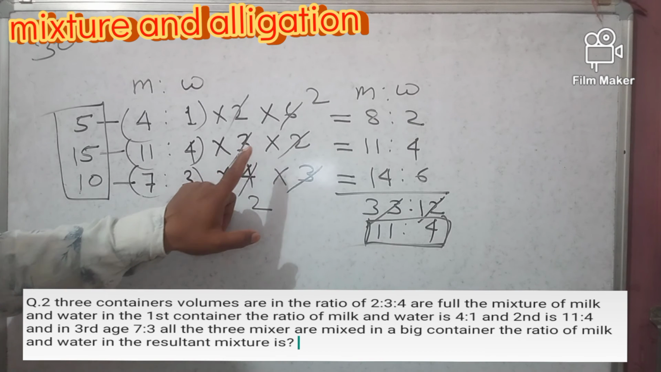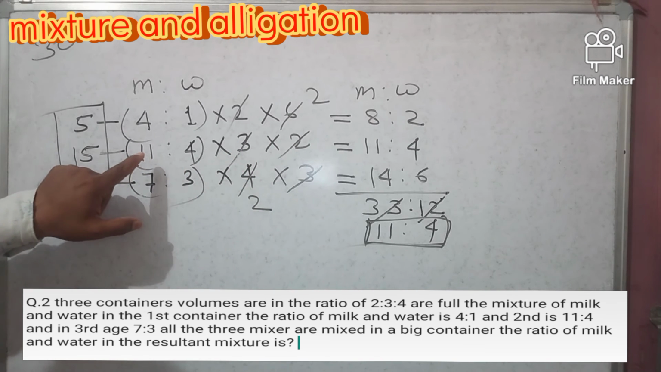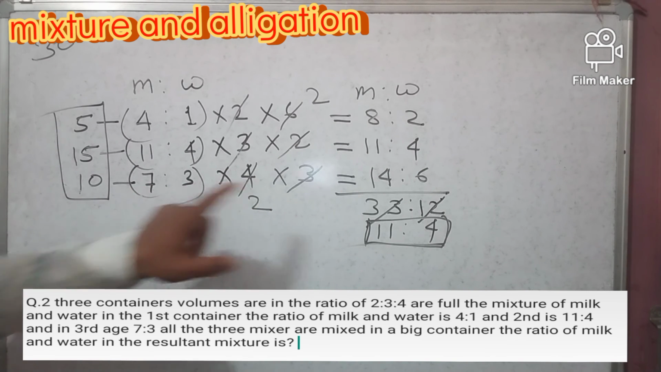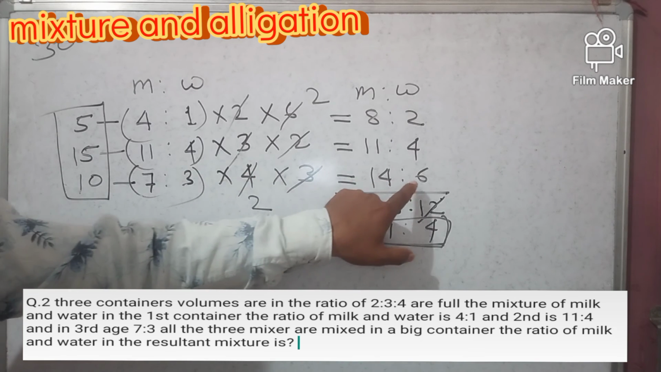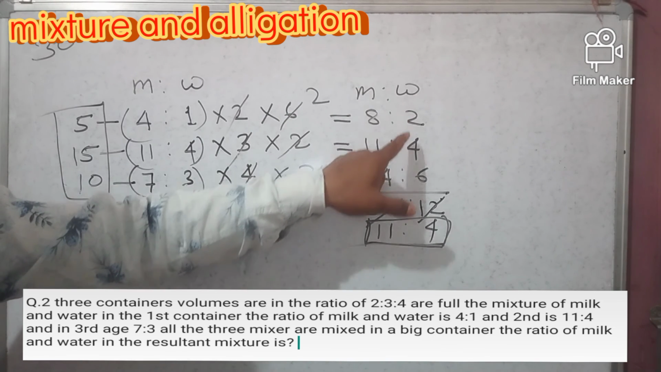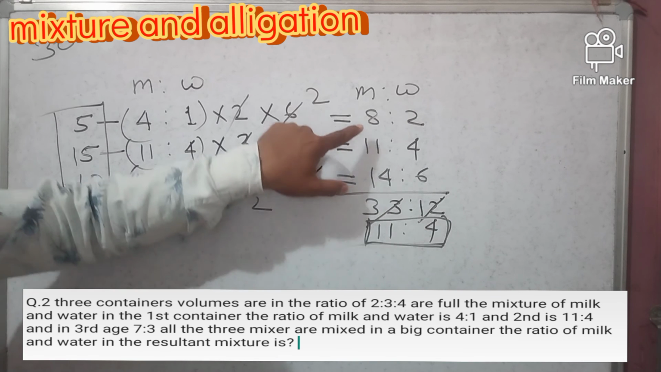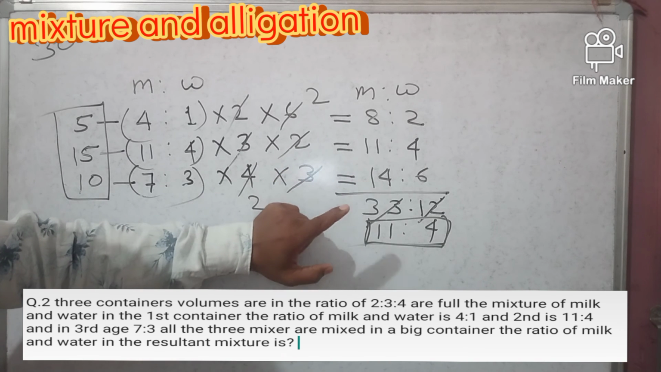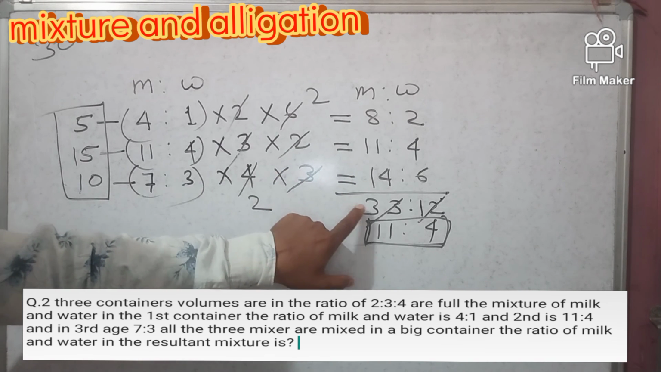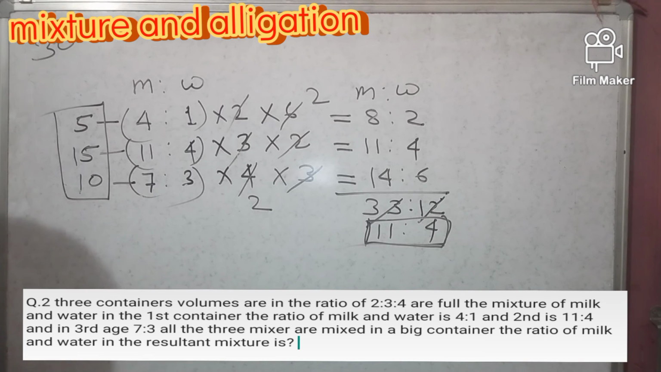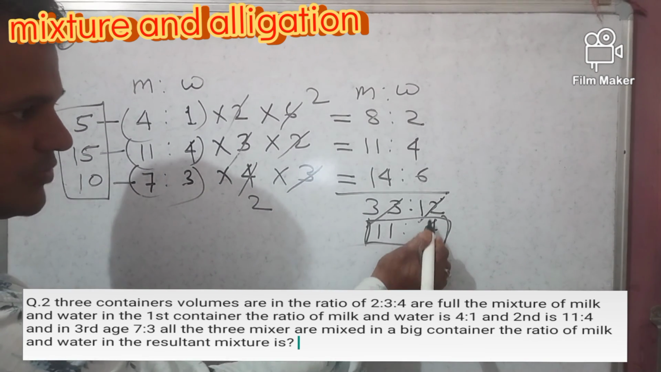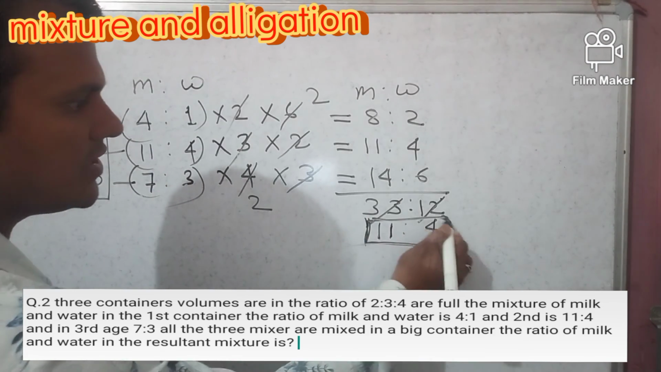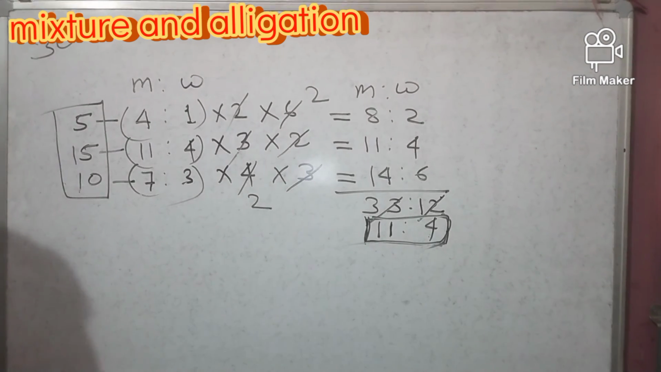Now there are no more numbers, so directly write them. 11:4, 11:4, right? Only 2 here, so 2 7 is 14, 2 3 is 6. Now add them. 2 4 is 6, 6 6 is 12, right? 8 1 is 9, 9 4 is 13, right? So 1 1 is 2 and carry 1, so it is 3. So 33:12. So now in short form, 3 4 is 12 and 3 11 is 33. So the mixture is 11:4 of milk and water.